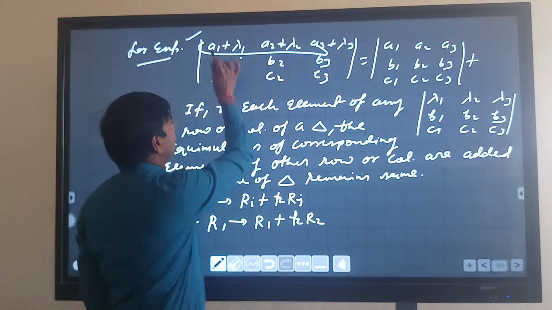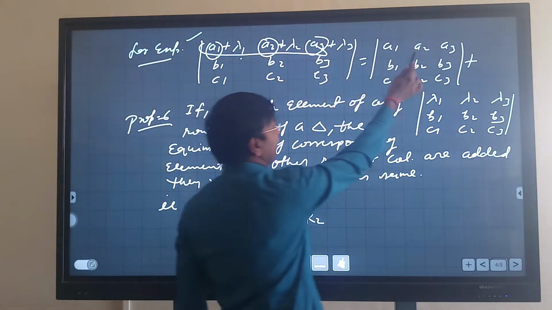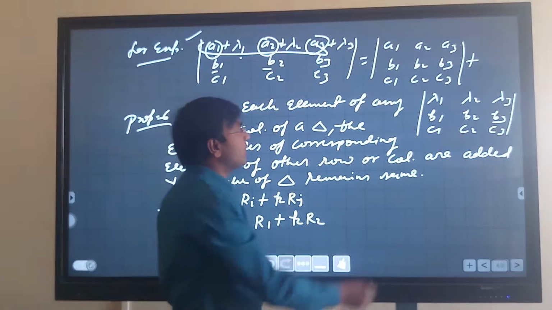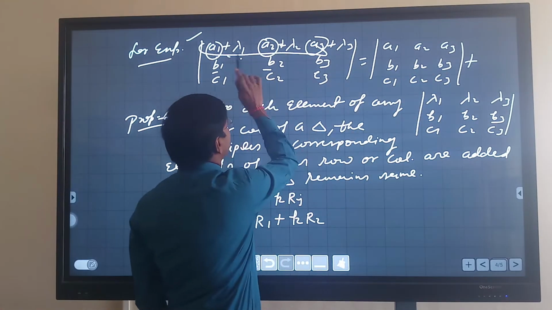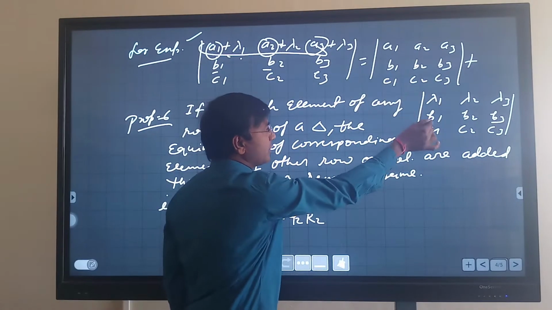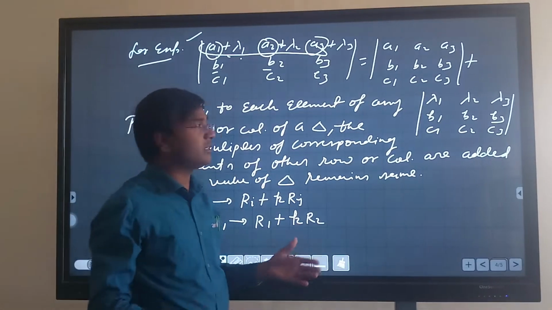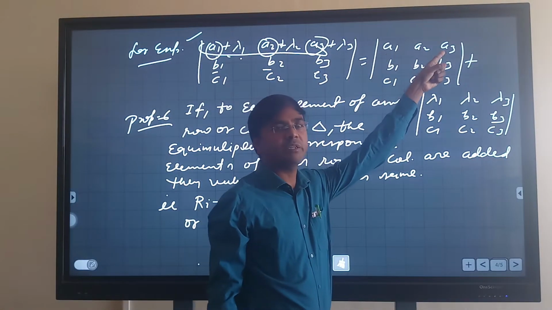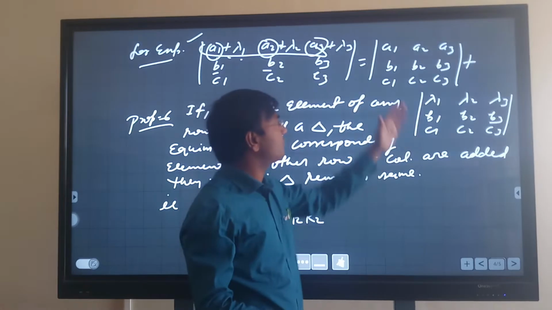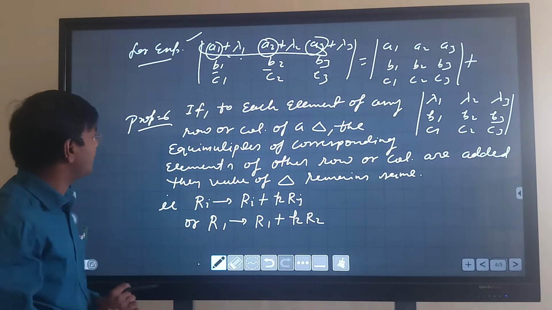How? See, first of all we will write first element. See, a1, a2, a3, and the other rows' elements are as it is, no change. Then plus, because plus is there, so lambda 1, lambda 2, lambda 3, and in row 2 and row 3 there is no change at all. So what we are doing, the first row is being expanded into 2 forms by taking first element for the first determinant and second element for the second determinant. If there are 3 elements, then we will have one more determinant. Okay, so this is also the important property.